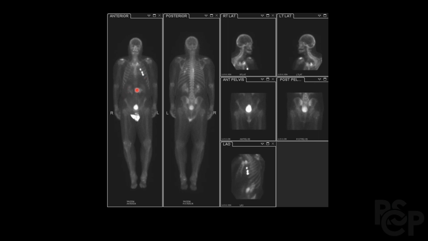And as we work our way downwards, everything else appears to be normal. Some degenerative changes are present, although this is the main area of concern. So this would be another pattern for trauma.